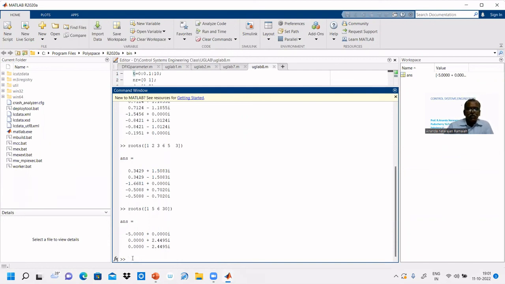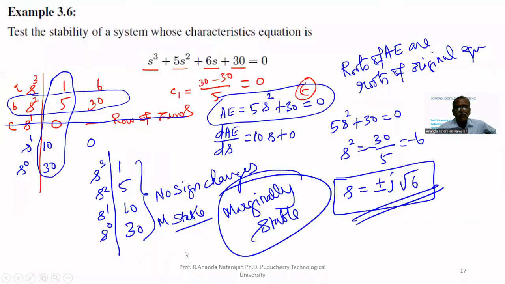Two poles on the j omega axis, plus or minus 2.4j. Real part is 0, only imaginary part. That's why it is on the j omega axis. What we found with Routh-Hurwitz is correct. Two poles on the j omega axis. Therefore, it is marginally stable.